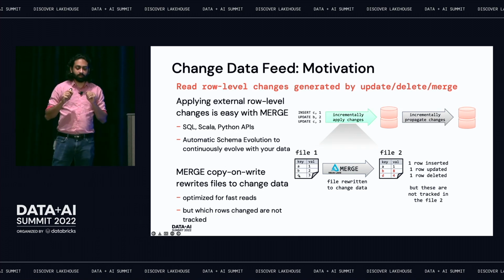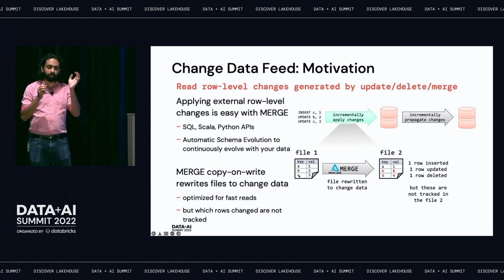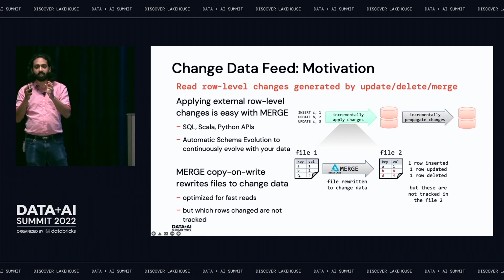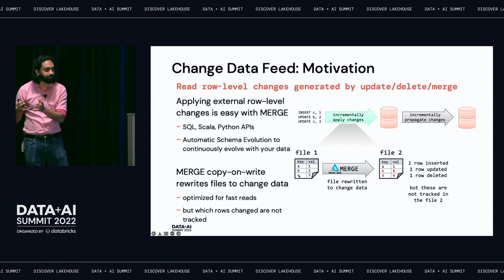But one of the problems that the user had with this is that if you want to apply those merged changes into a Delta table and you want to propagate those row level changes downstream, you cannot, since Delta did not track which rows changed. You could not read only those changed rows and propagate them downstream. So that was the other side of the coin that was missing.